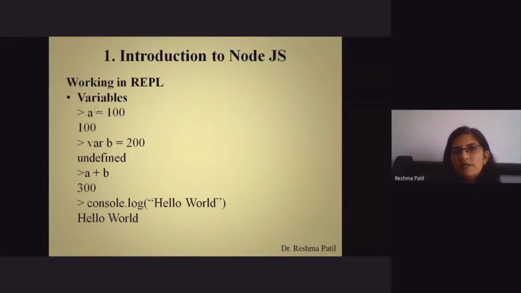So here directly we are using a variable without the var keyword. A is equal to 100. So directly it will show 100 as output. But if you use the var keyword, var b is equal to 200, then it will give the result undefined. After that, if you do a plus b, the value of a, that is 100, is stored in a and 200 is stored in b, so it will directly give the result 300.